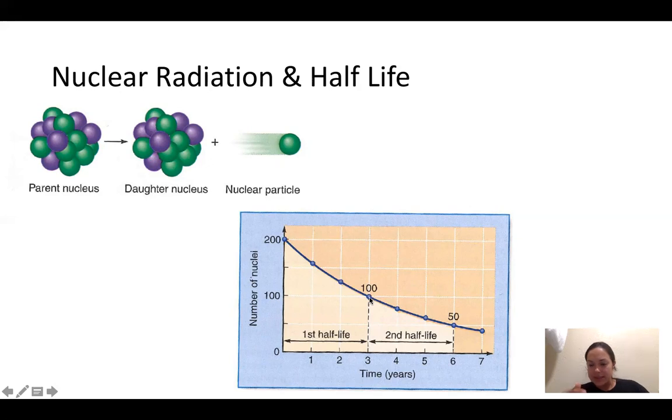Well, to get from 100 to 50, it's going to be another 3 years for half of that radioactive mass to decay, okay? And then going from 50 down to 25 nuclei, it'd be another 3 years, another half-life, okay? So again, go practice those.